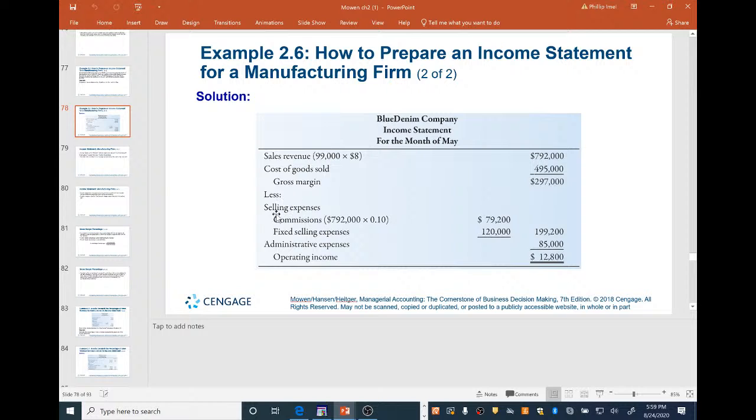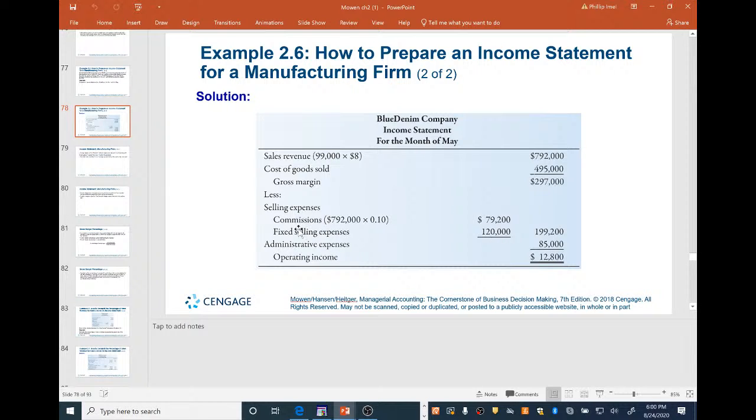So from there, remember it said they had selling expenses. The commissions were 10% of the selling price. Well, once again, selling price, $792,000, that's total sales. Commissions is based upon sales, right? 10% of the sales, $79,200. Simple enough, right? Same thing, fixed selling expenses were $120,000.